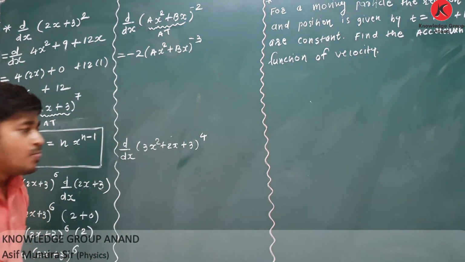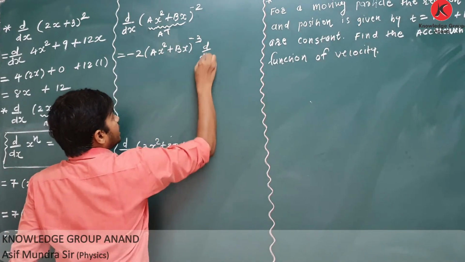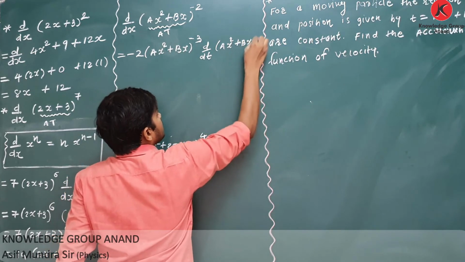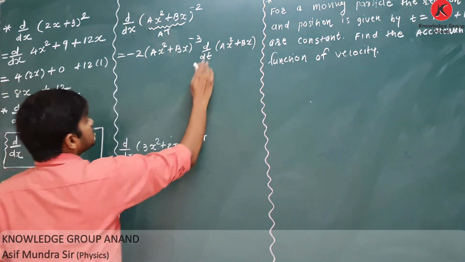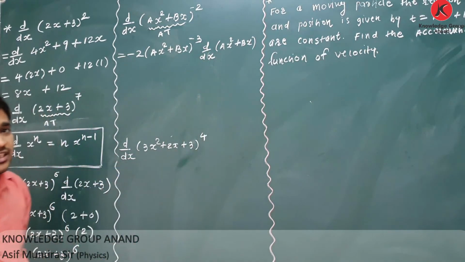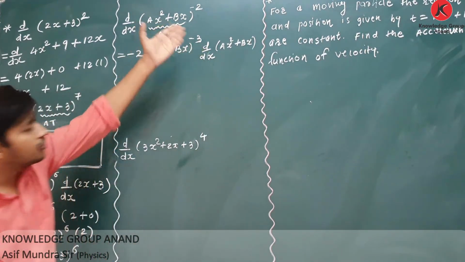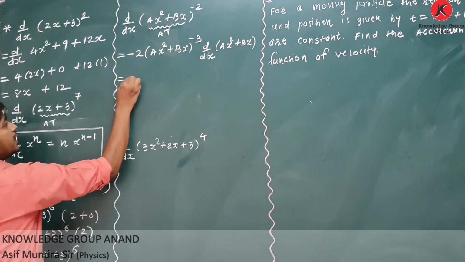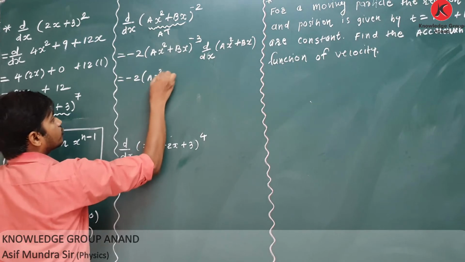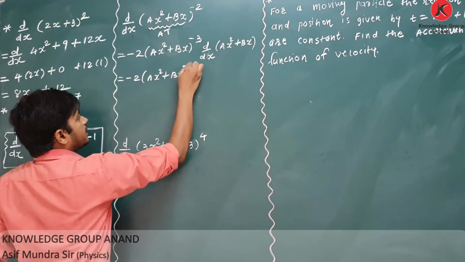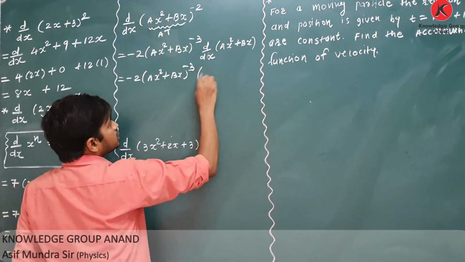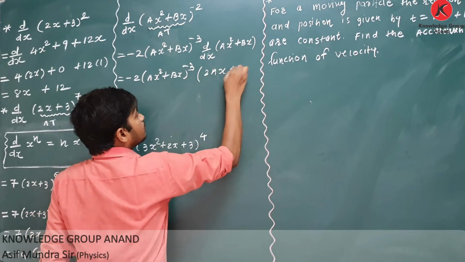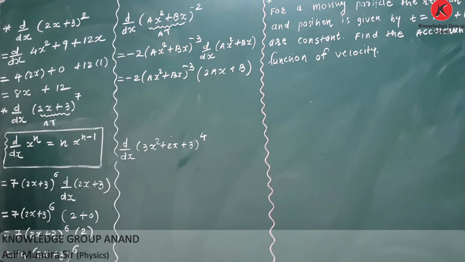Clear about this? Now differentiate the additional term, which is ax² + bx. You have to differentiate the additional term, the one which is inside the bracket. Do not write the power. So now how to solve this? It is minus 2 (ax² + bx)^(-3). And what is the differentiation of ax² + bx with respect to x? It is 2ax + b.